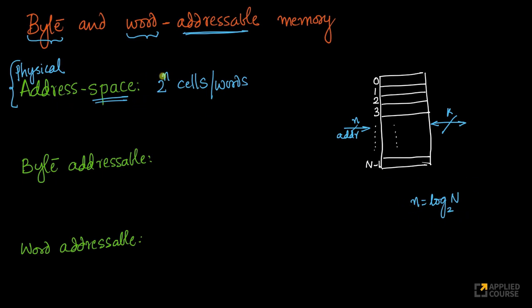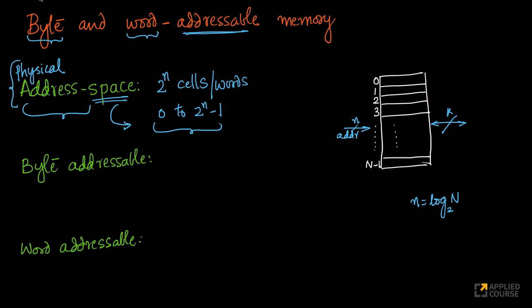Suppose you have a memory which has 2^n cells. Then how many addresses can you have? You can have addresses from 0 to 2^n minus 1. These are all the addresses that you can send to the memory chip itself. So this is what is called the address space. Address space is the set of all the addresses that you can have for a given physical memory chip. So this is one concept.